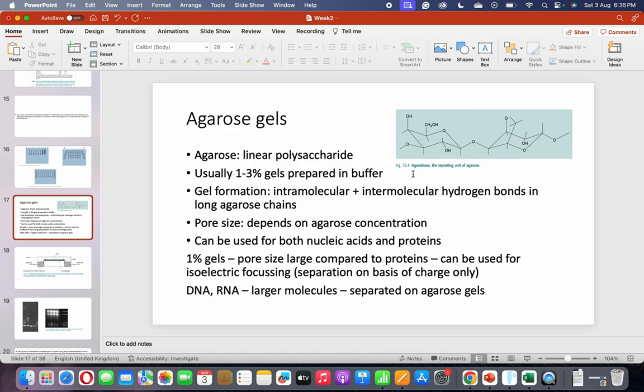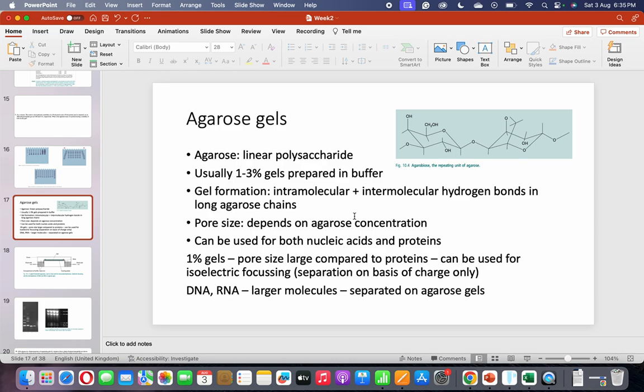Usually we make a 1 to 3% solution of this agarose, and then we boil it. Once we boil it, it dissolves in the buffer, and then as it cools, it actually polymerizes. The pore size of this gel depends on the concentration of agarose that we have used. So again, if we use less agarose, the pore size will be big. If you use more agarose, the pore size will be smaller.